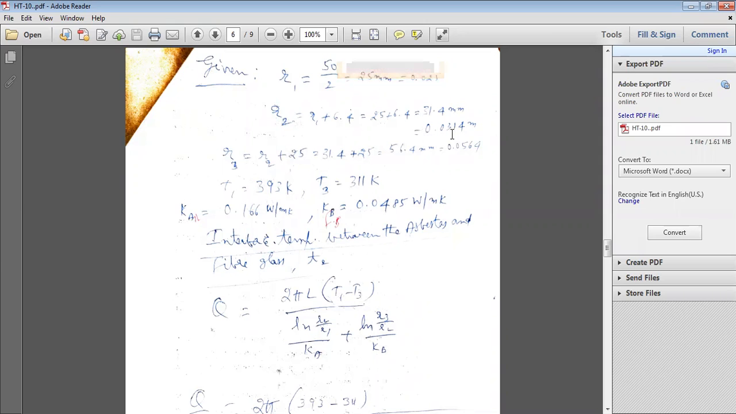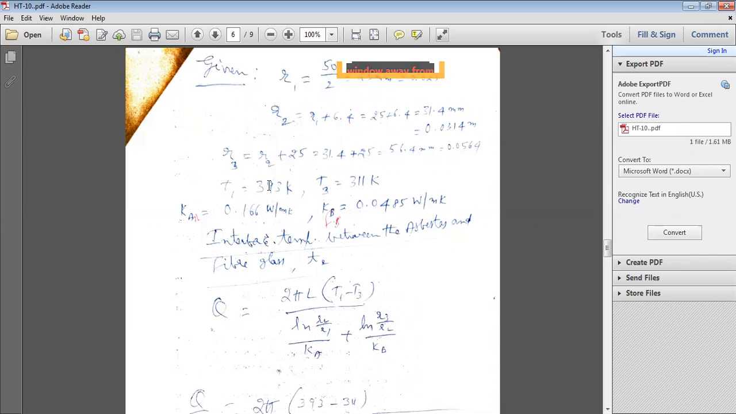That's R2, 31.4 plus 25, 56.4 mm. That is to be converted into meters, 0.0564 meters. Next, the temperature drop is from 393 to 311. So the wall temperature of the steel pipe is given.